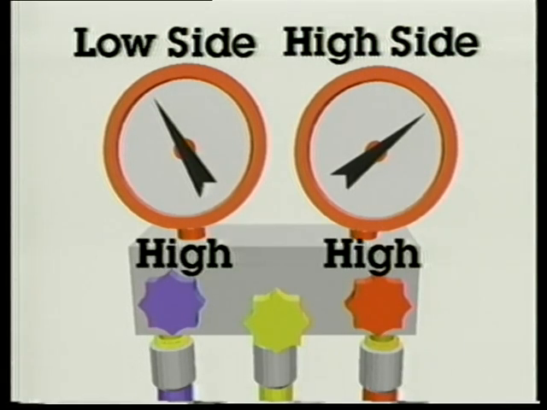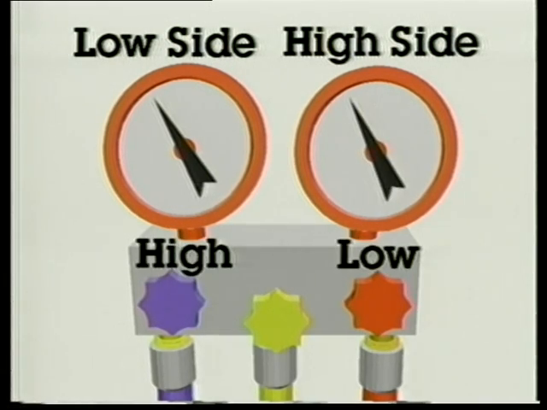If the high side and low sides are both high, you could have an overcharge, too much oil, obstructed condenser, or other problems. If the low side is high and the high side is low, check for a bad compressor, a restriction on the low side, expansion valve problems, or a high side restriction.